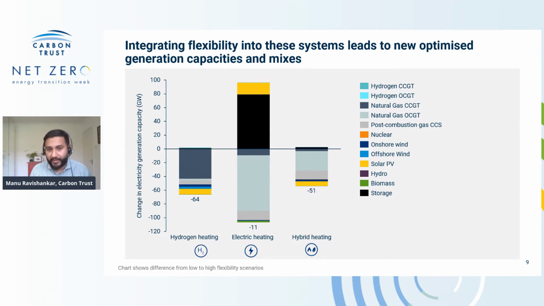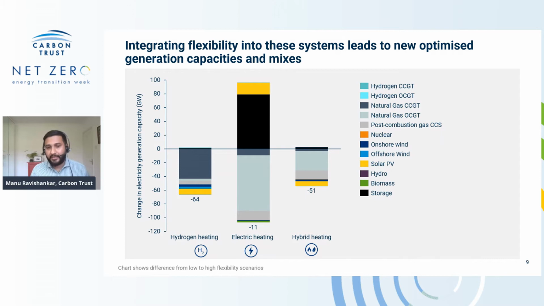Now, as we can see from the charts, there is significant change in both the total capacity but also the type of technology that gets replaced, particularly in the case of electric heating. We can see from the hydrogen heating and the hybrid heating scenarios, which are the first and the third column, that between 51 to 65 gigawatts are reduced once flexibility is added to the system. These are primarily gas plants with a smaller amount of other technologies, including renewables, which are deployed more effectively once there is flexibility added to that decision-making picture.